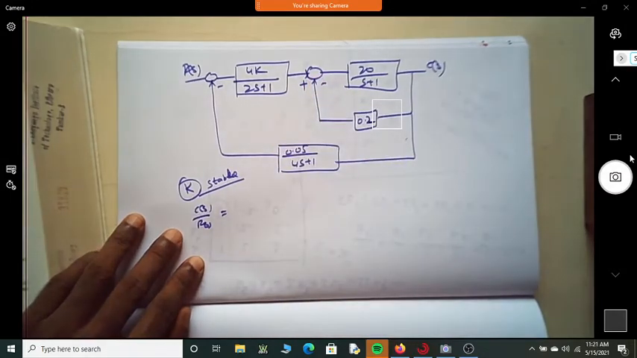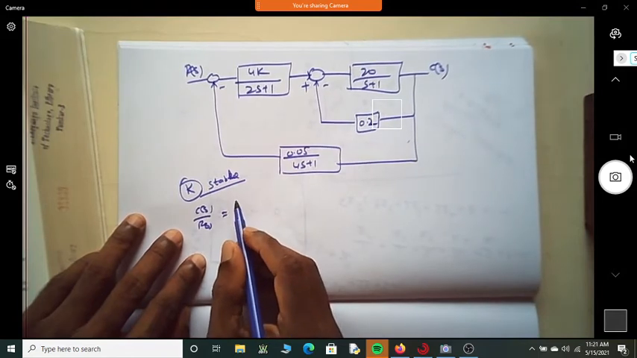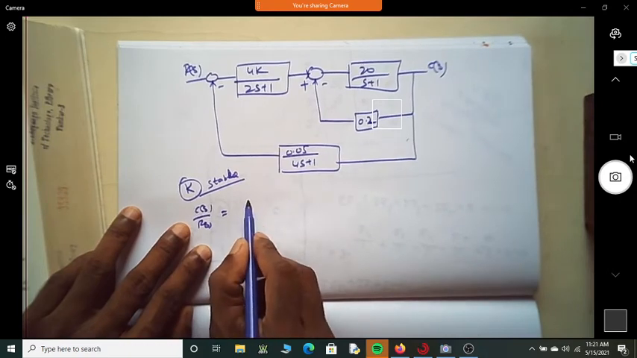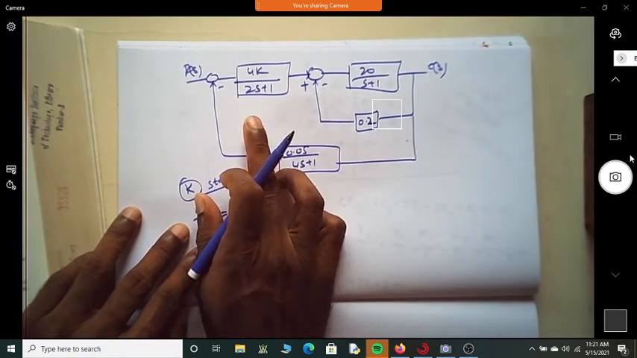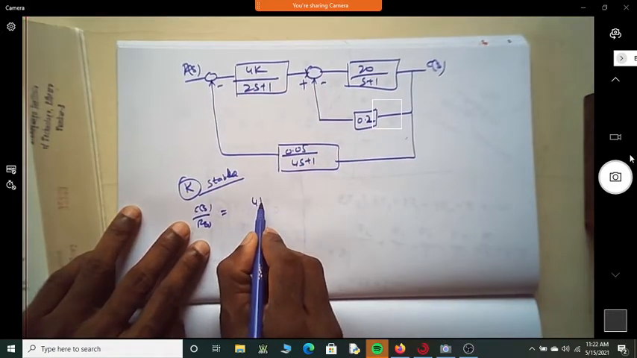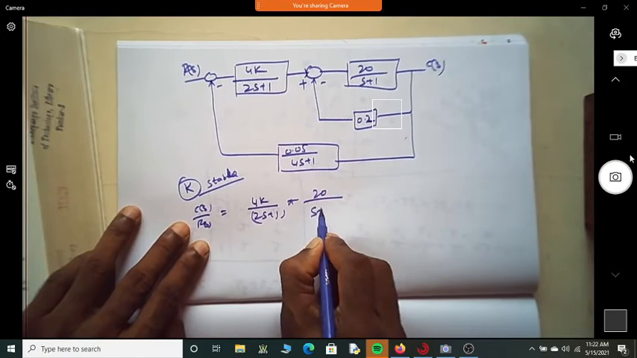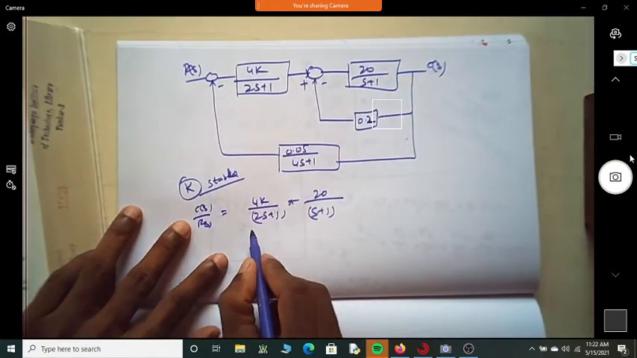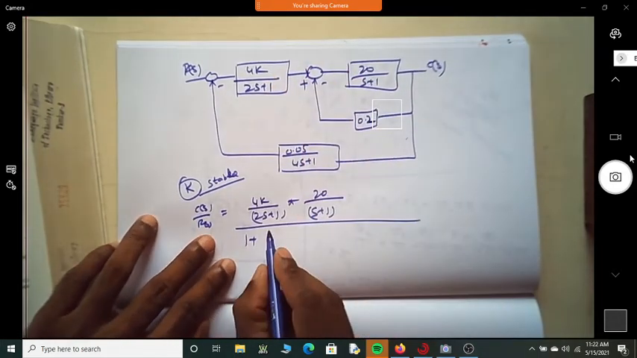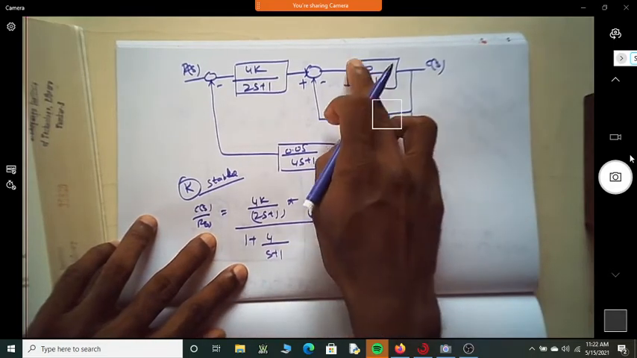Looking at this, can we write the characteristic equation or the closed loop transfer function? If you want to write it using a signal flow graph, this is a forward path. You have one loop, you have a second loop. Correct? Is it 4k divided by 2s plus 1 into 20 divided by s plus 1? Forward path divided by one of the loop is 1 plus, this is minus is there, so it will be plus. So then it will become 4 divided by s plus 1. This is the loop gain. Am I correct?